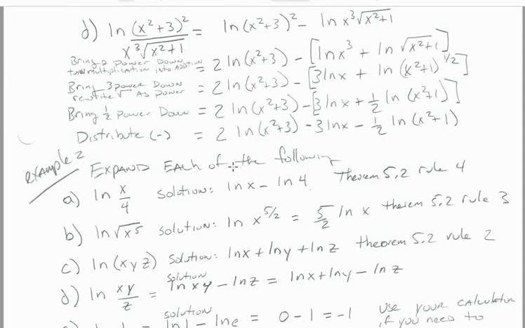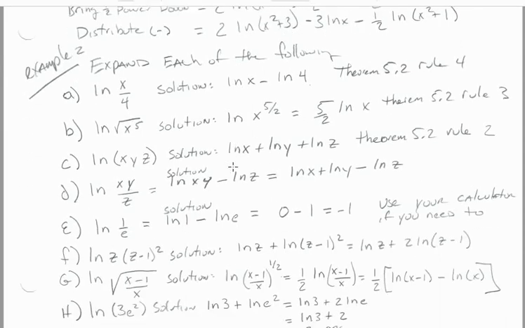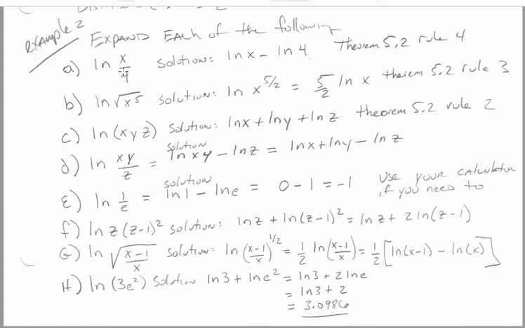Alright, so just going through some basic ones here. Let's do a few more examples. Example 2, part A, we have natural log of x over 4. When we want to expand that, we're going to use Theorem 5.2, Rule 4. So that's natural log of x minus natural log of 4. So we've expanded that. Let's look at the next one.